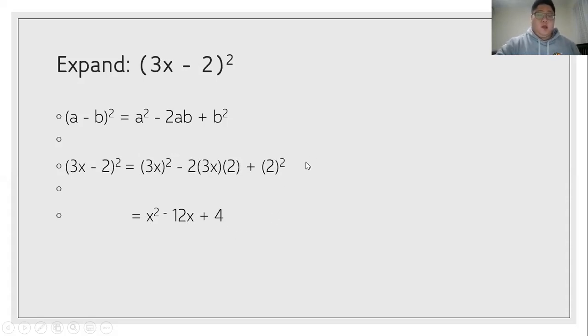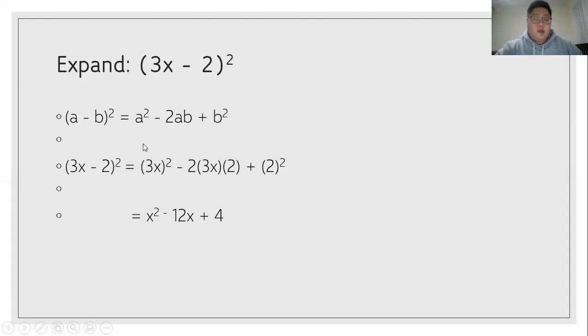Moving on to one last example. 3x minus 2 all squared. So again, we have a negative. We're going to use the negative equation. We write that down, or our rule anyway. Our a is 3x and our b is 2. So a squared is our 3x, so 3x all squared, minus 2, which comes from our formula. And our a is our 3x, as we stated. 3x there. Our b is our 2, plus b squared, which is 2 squared.